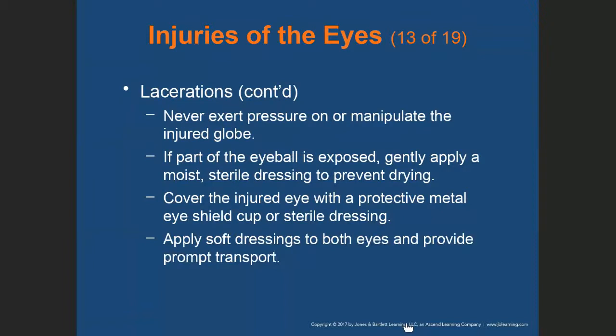If part of the eyeball is exposed, gently apply moist, sterile dressing to prevent drying. Cover the injured eye with a protective metal eye shield cup or sterile dressing. Apply soft dressings to both eyes and provide prompt transport.